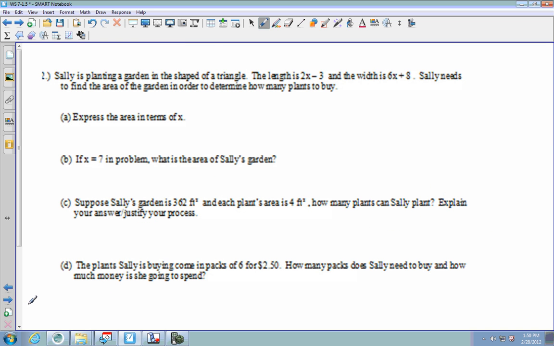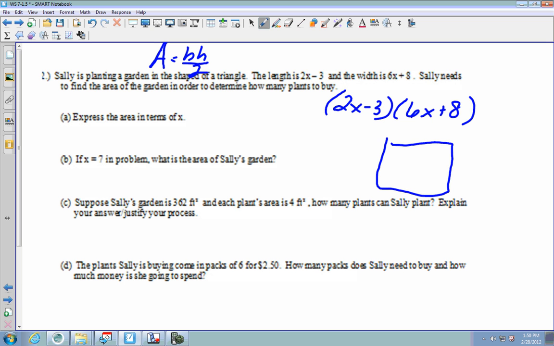Here's the next one. You can pause this one and see if you can come up with the answer. It says Sally is planting a garden that is shaped like a triangle. The length is 2x minus 3 and the width is 6x plus 8. Sally needs to find the area of the garden in order to determine how many plants to buy. Area is base times height divided by 2 of a triangle. So I need to take 2x minus 3 times 6x plus 8. A binomial times a binomial, so that's 2 by 2.